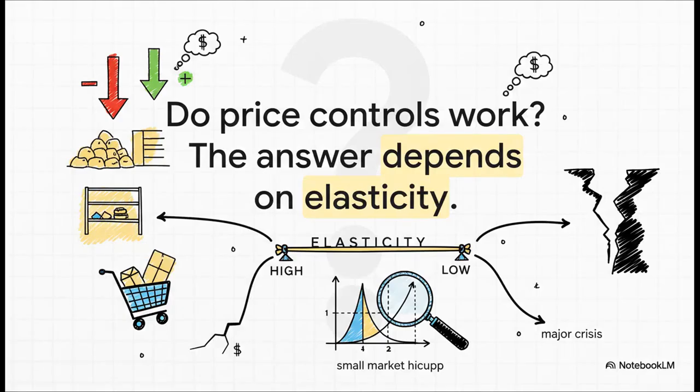So let's bring it all home. Price controls seem like simple policies, right? They're meant to protect people, but they have these complex and often unintended side effects, like shortages and surpluses. The real question is, how bad are those consequences going to be? Are we talking about a minor hiccup in the market or a full-blown crisis? The crucial point, the main takeaway, is that the answer almost always depends on elasticity. And once you grasp that, you've taken a huge step toward really, truly thinking like an economist.